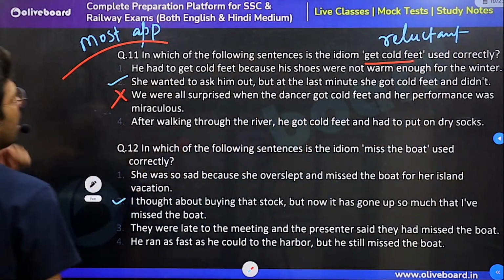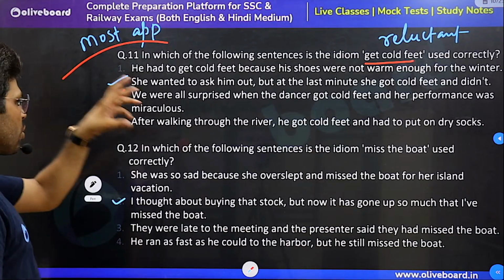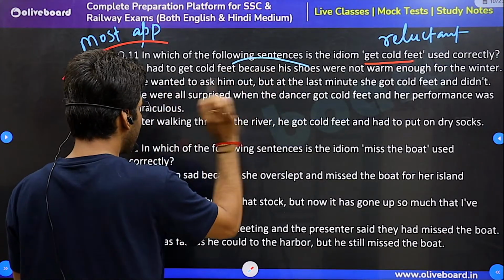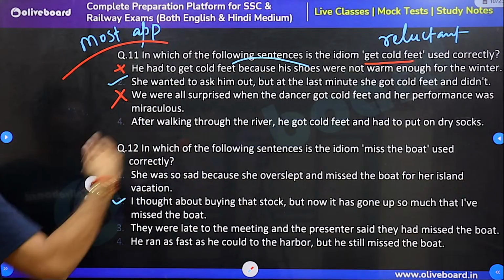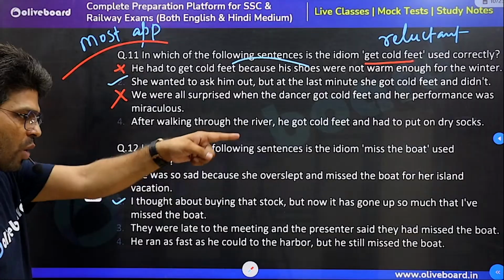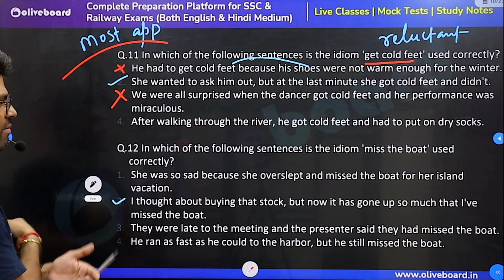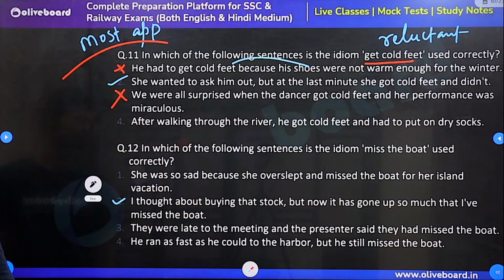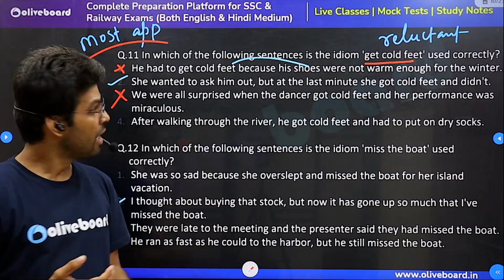Okay. He had to get cold feet because his shoes, first of all, when you talk about shoes and feet, that's not the idiomatic sense of the given statement. She wanted to ask him out. Are you free? Can we go out? But at the last minute, she got cold feet and she did not. Exactly, that's the meaning of the idiom. We were all surprised. That's a positive statement. We were all surprised when she got cold feet.